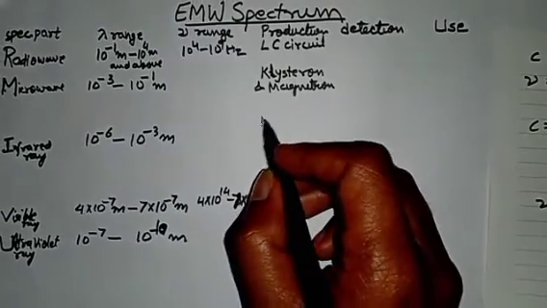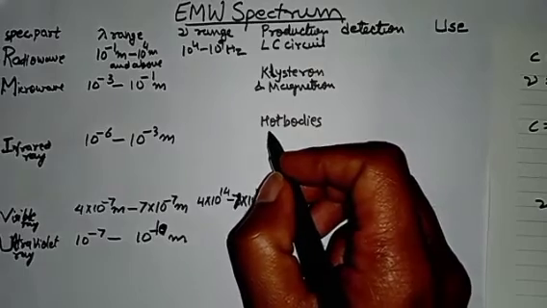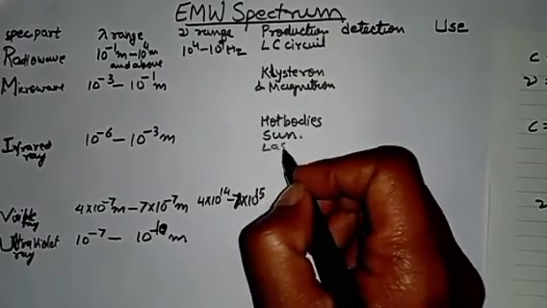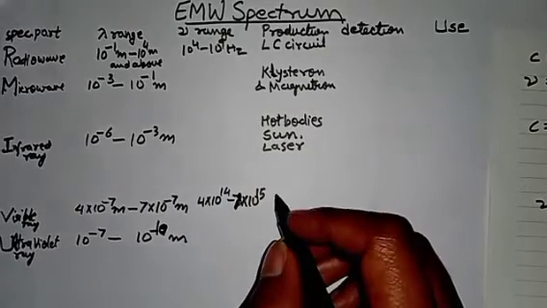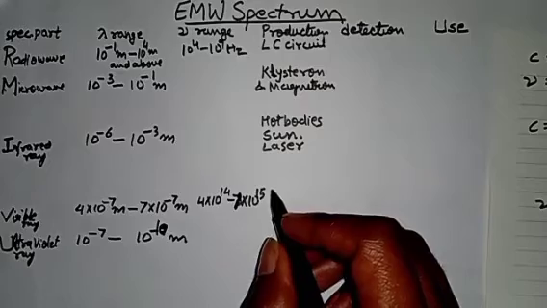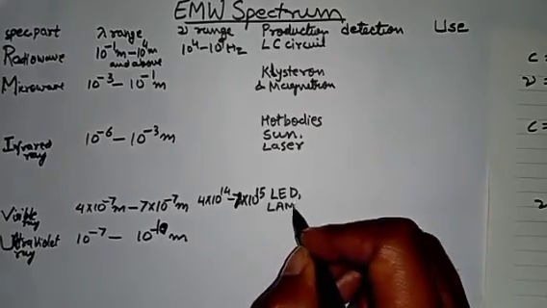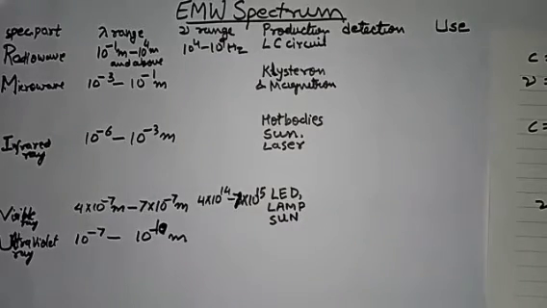Infrared by hot bodies, sun, laser, and so on and so forth. Visible, so there is LED, incandescent lamp, I'm just writing lamp, sun, and so on. There are so many sources we know about.